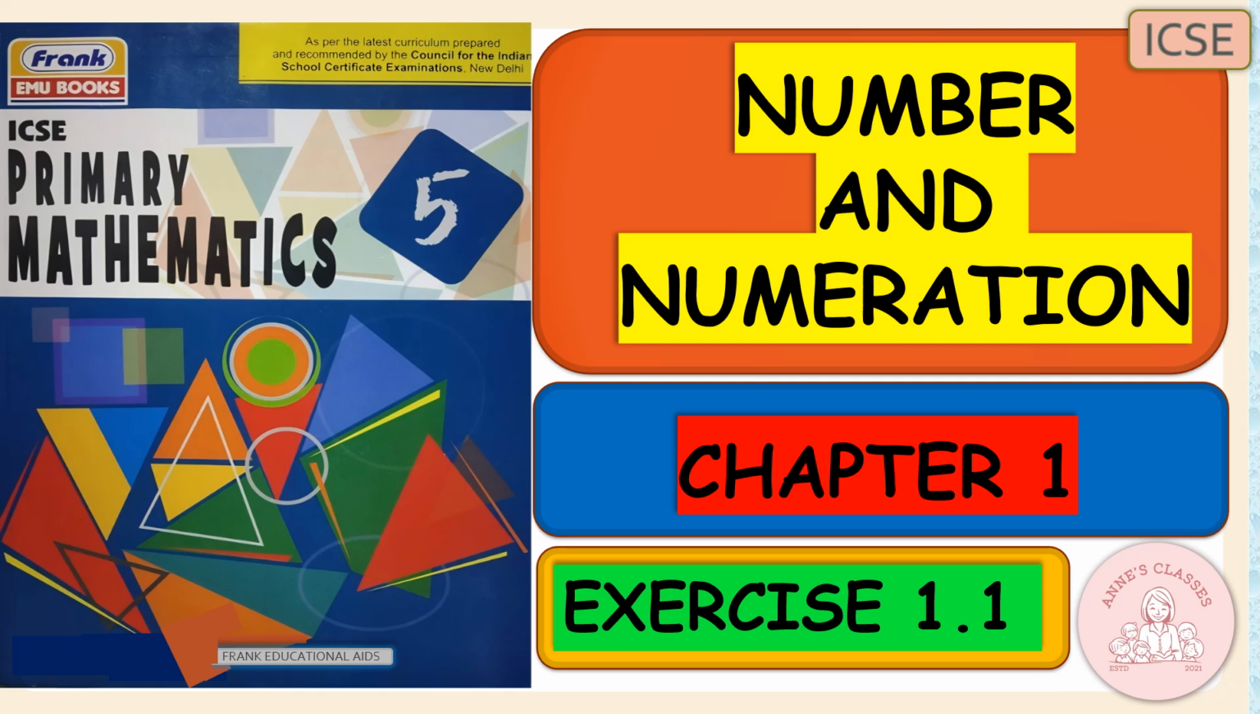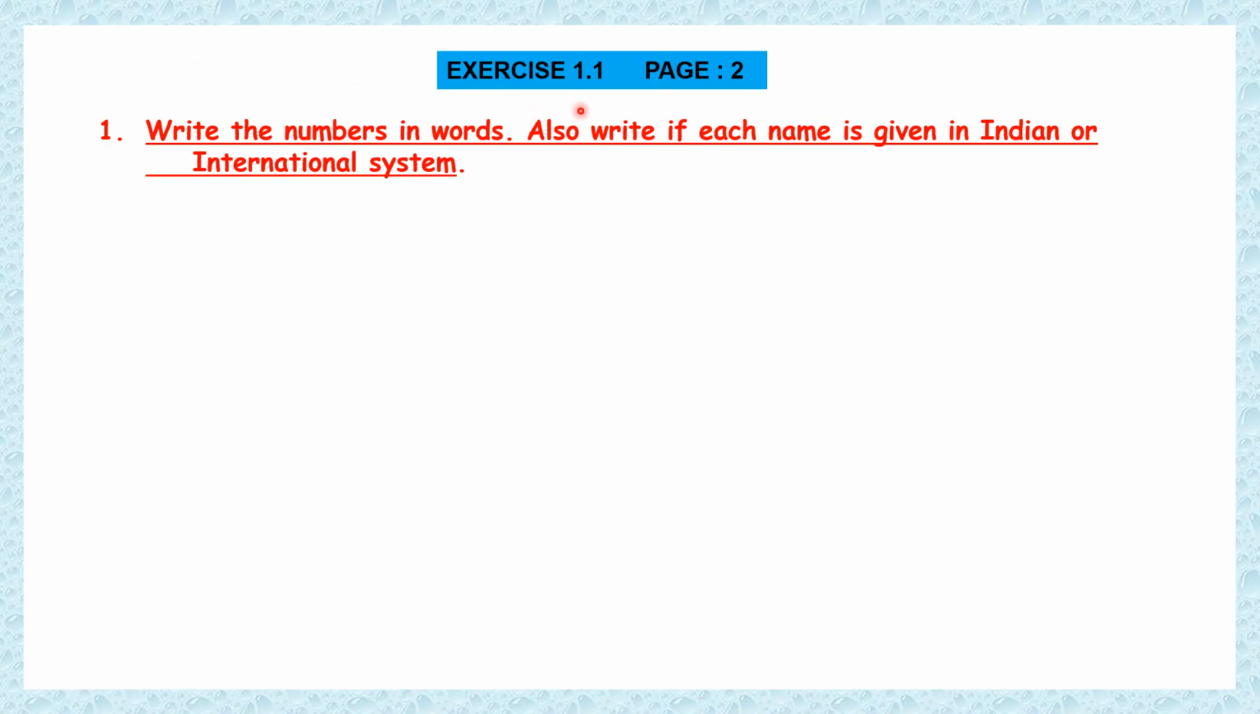Let's do number and numeration, chapter 1, exercise 1.1. Exercise 1.1 is found on page number 2. Question 1 says, write the numbers in words. Also write if each name is given in the Indian or the international system.